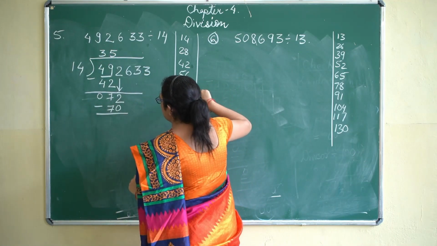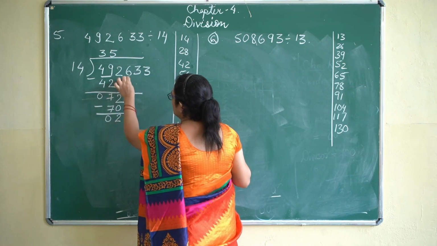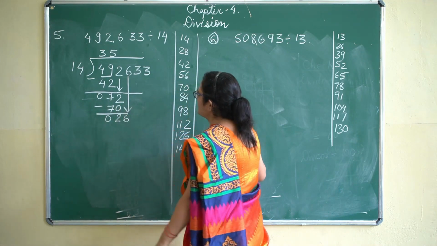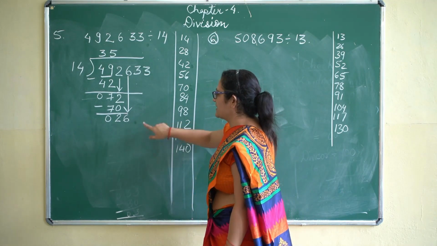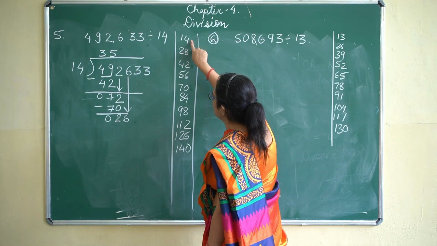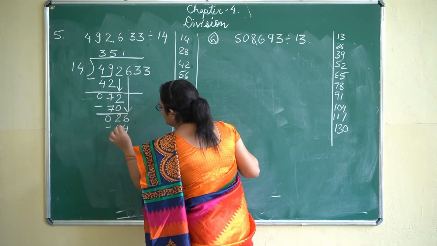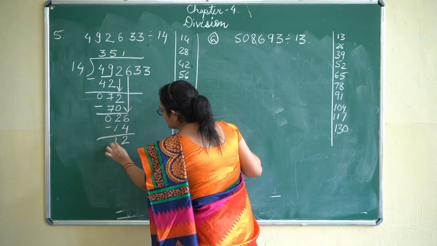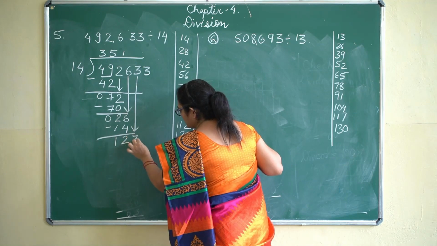Now what will we do? Subtract: 2 minus 0 is 2, 7 minus 7 is 0. What next? After subtraction, bring the next number down. Now we will see, is 26 there in the table of 14? If it is not there, we write the smaller number. 26 is not there. Smaller than 26 is what? 14. So 14 ones are 14. Now subtract: 6 minus 4 is 2, 2 minus 1 is 1. What next? Bring the next number down.